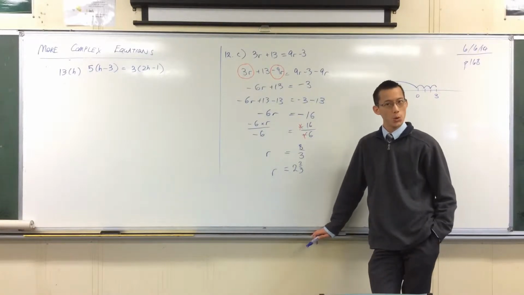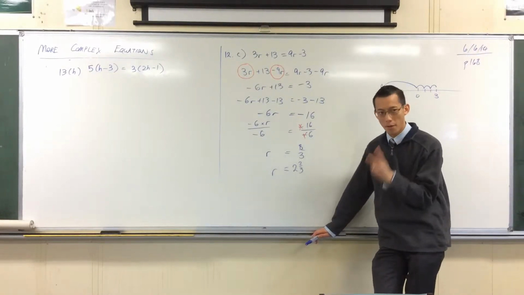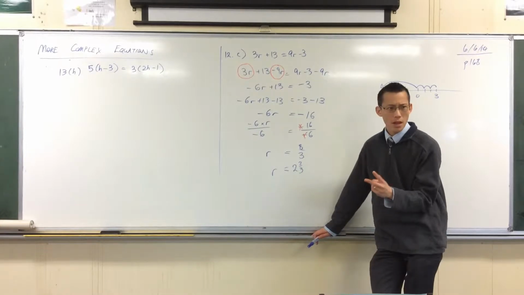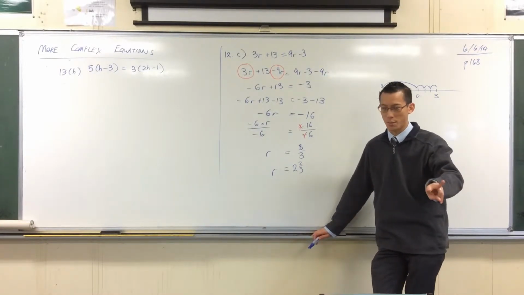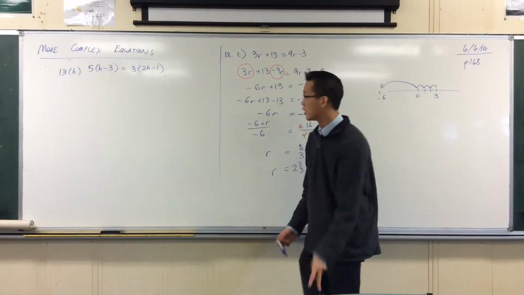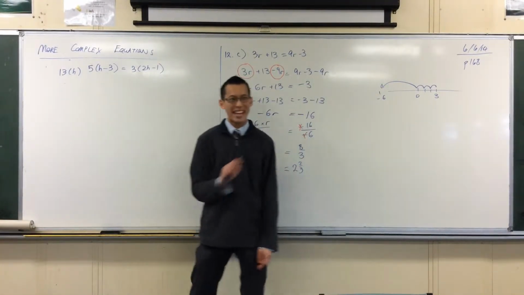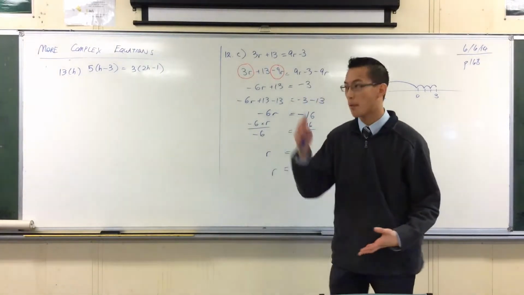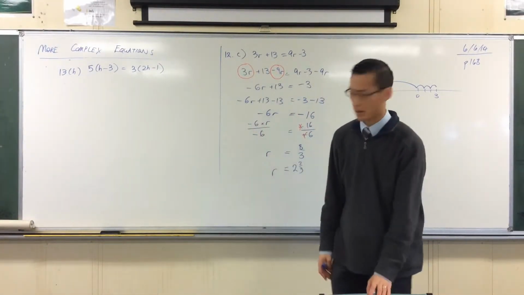What were our two strategies before? What were our two strategies that we've been using? Number one, collect like terms. Number two, simplify. Good. Now, when you have a look at this, we can do these things, but there's something else we have to do before we can collect the like terms. We have to expand.